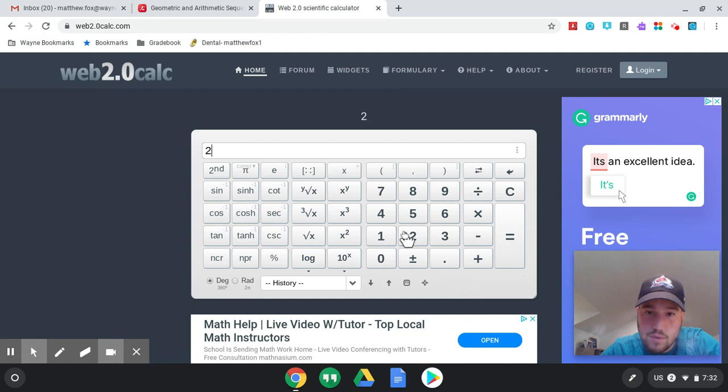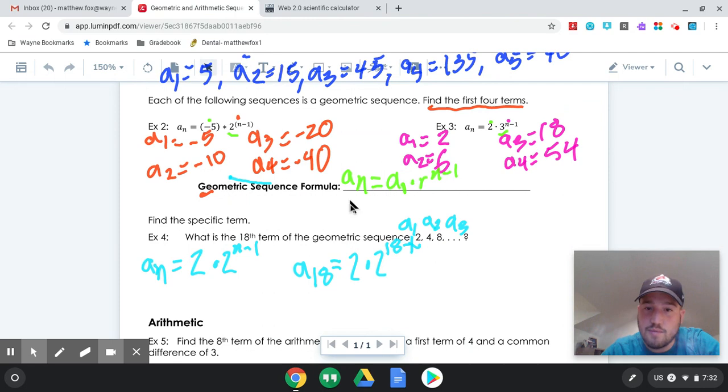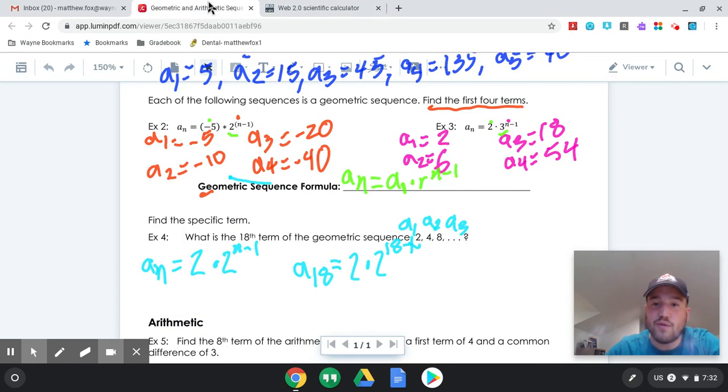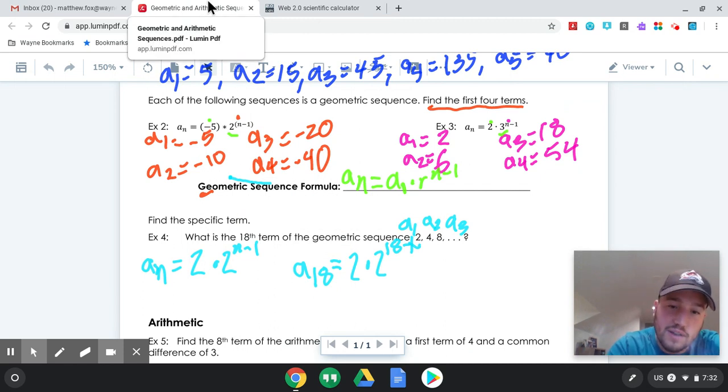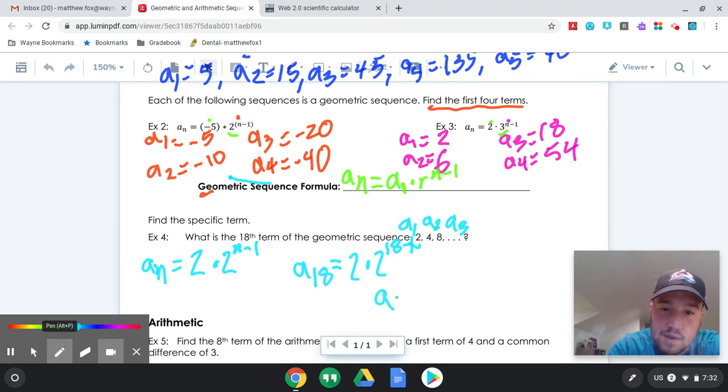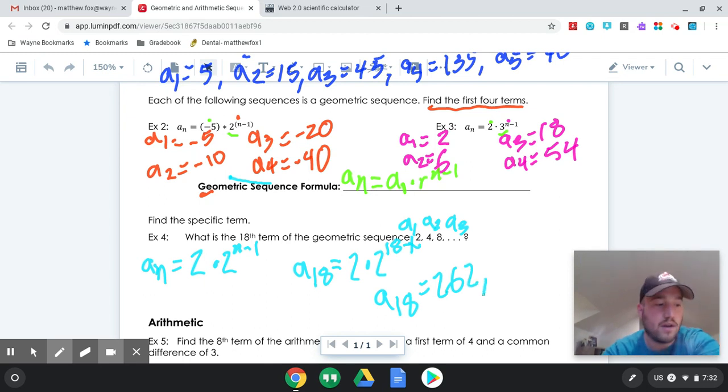So we have to do 2 raised to the 17th, and that will be equal to 131,072, but we're not quite done, because keep in mind there is also that 2 at the front. So we have to do that number times 2, which will give us 262,144. So we'll get our final answer: a sub 18 will equal 262,144.